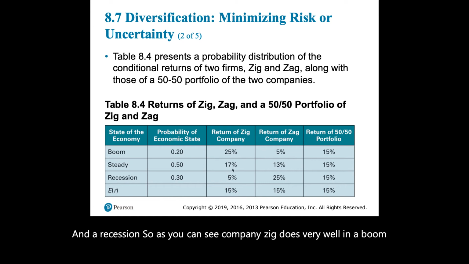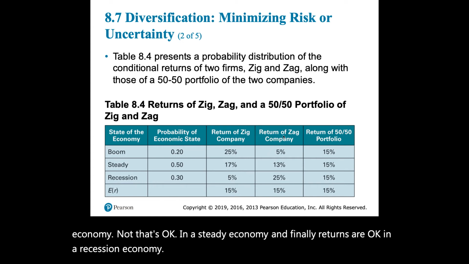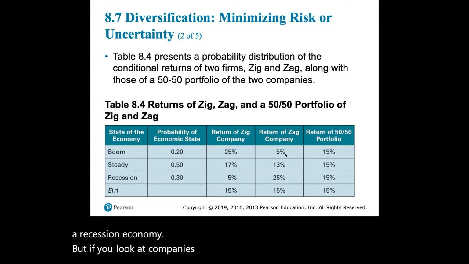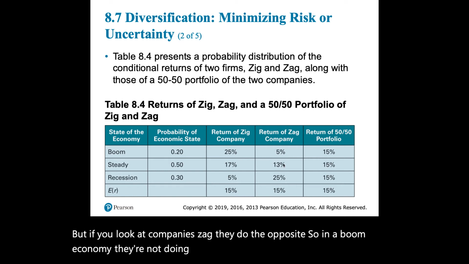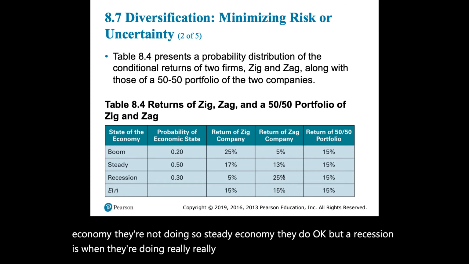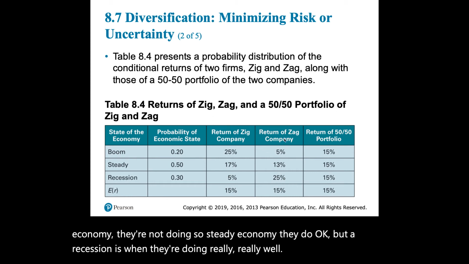But if you look at company Zag, they do the opposite. In a boom economy, they're not doing so well. Steady economy, they do okay. But a recession is when they're doing really, really well. So by investing in both companies equally, we can see that our returns become more stabilized. We can see that we have a 15% expected return all across the board. So this is what we mean by offsetting our risk.